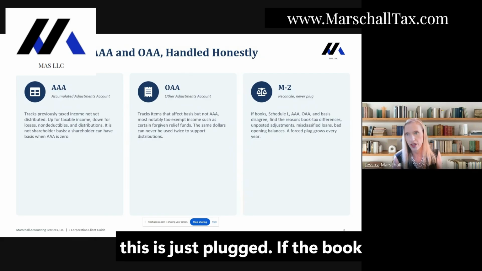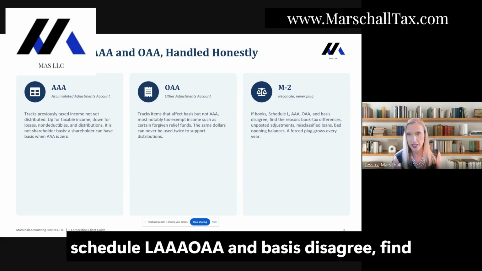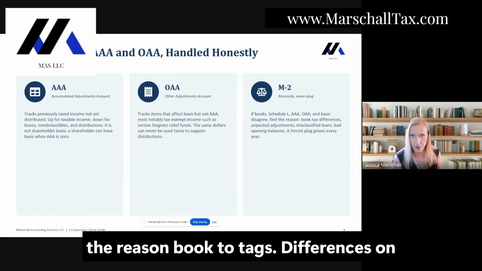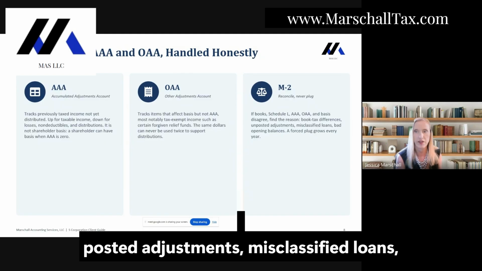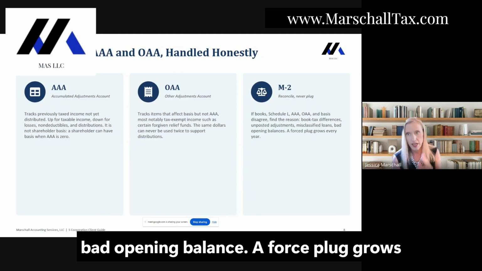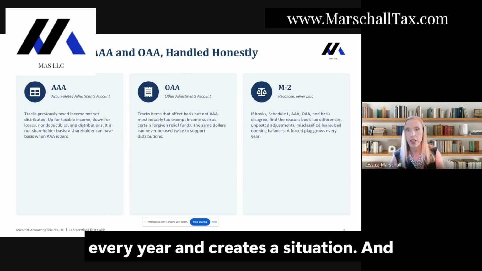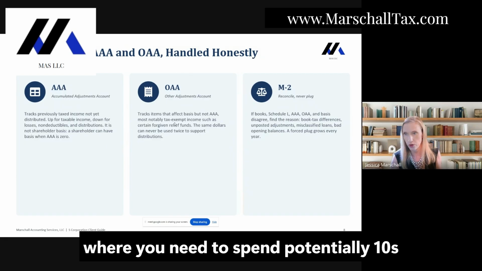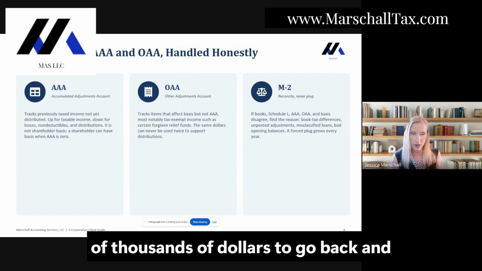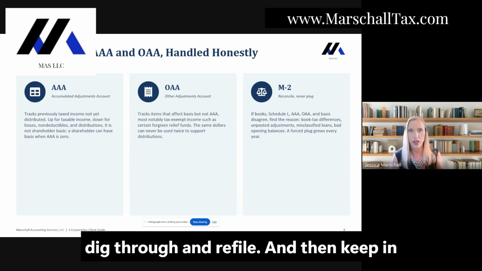If the books, Schedule L, AAA, OAA, and basis disagree, find the reason. Book to tax differences, unposted adjustments, misclassified loans, bad opening balance. A forced plug grows every year and creates a situation where you need to spend potentially tens of thousands of dollars to go back and dig through and refile.